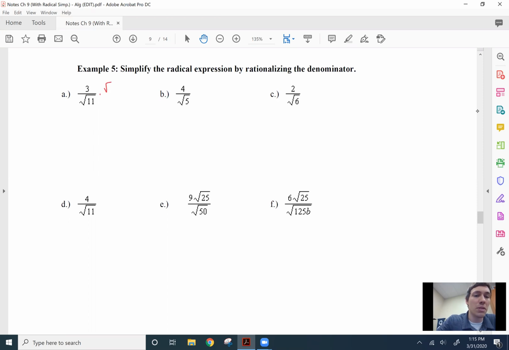I'm going to take top and bottom times square root of 11. Well, why do I do that? Remember, when we multiply, we just multiply straight across. So 3 times square root of 11 is just 3 square root of 11. It's not square root of 33 or just 33. It's 3 times square root of 11. And now radical 11 times radical 11, from what we did yesterday, remember that's square root of 121.